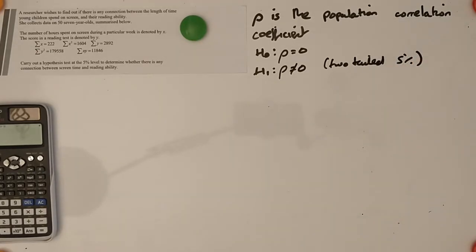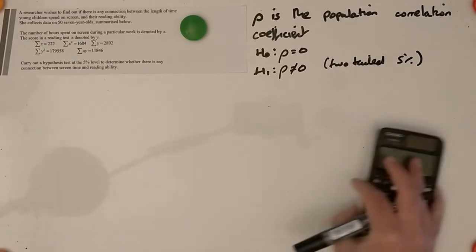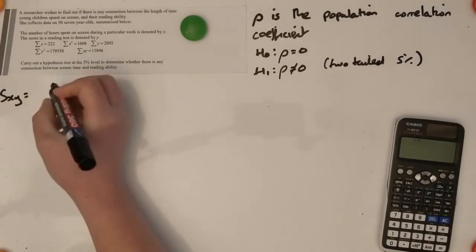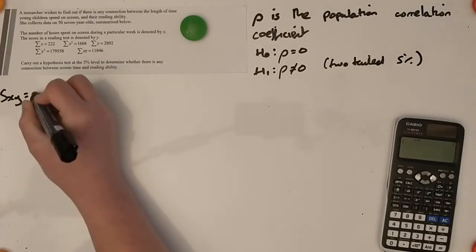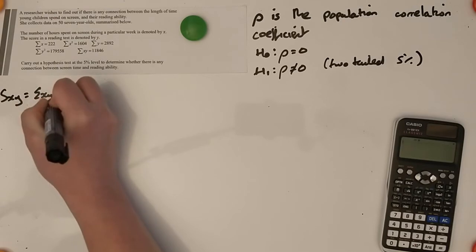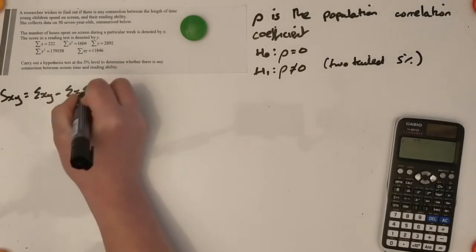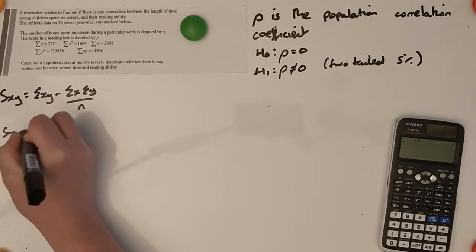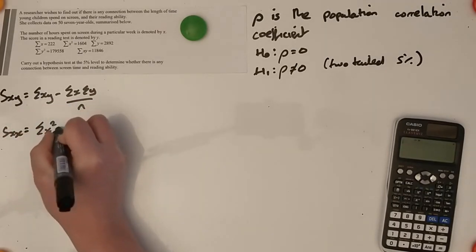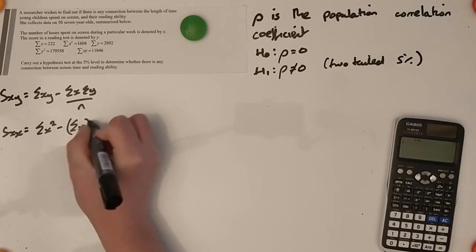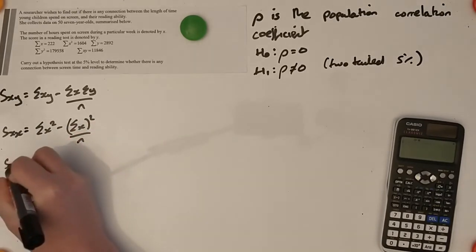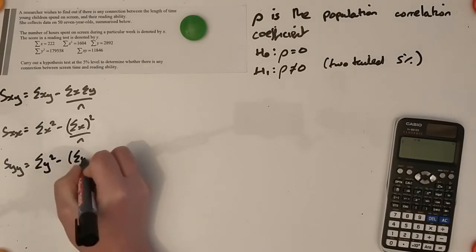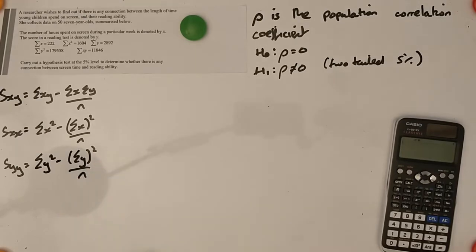So now we need to work out what R is. So we need to work out what our values are. So we've got SXY, that's sum of XY minus sum of X, sum of Y over N, SXX, sum of X squared minus sum of X squared over N, and we've got SYY, sum of Y squared minus sum of Y squared over N.